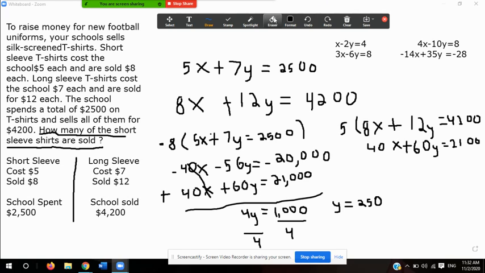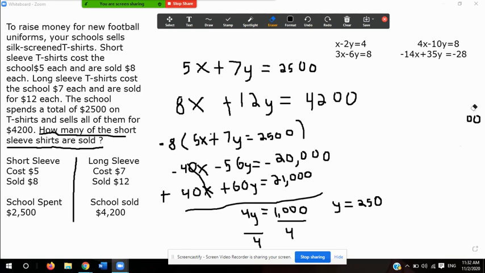So what we're going to do is take that value, erase this, and plug it into one of the equations. I'm actually going to use a different color for that last step. In order for me to find out what I need, I have to simply plug in the value. I can take any of them, but I'm going to take the first one and say 5x plus, instead of writing 7y, I'm going to say 7 times 250, because that's the value of y. And of course, it's going to equal 2,500.